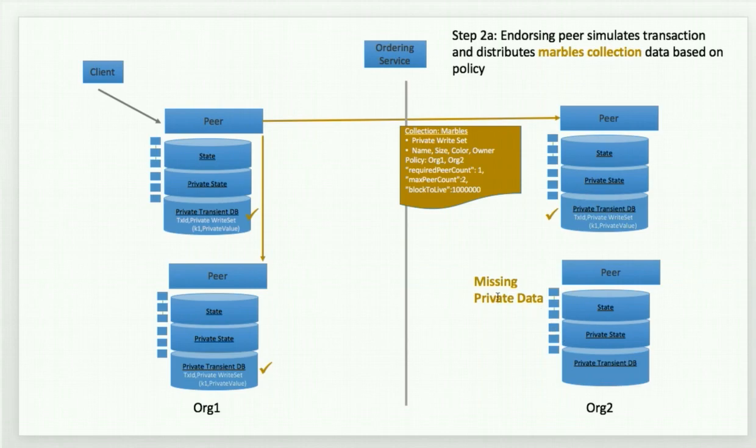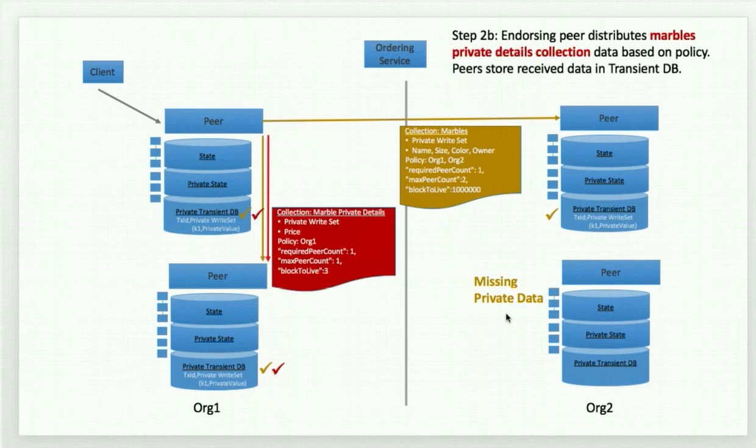But note, there's a 4th peer in the network that we have not distributed the data to. So we'll call this missing private data, and we'll come back to that later and discuss how that's resolved. And remember, there's the second collection, the marble private details with the pricing information. This data is sent to 1 other peer because only the organization 1 peers have access to this data.